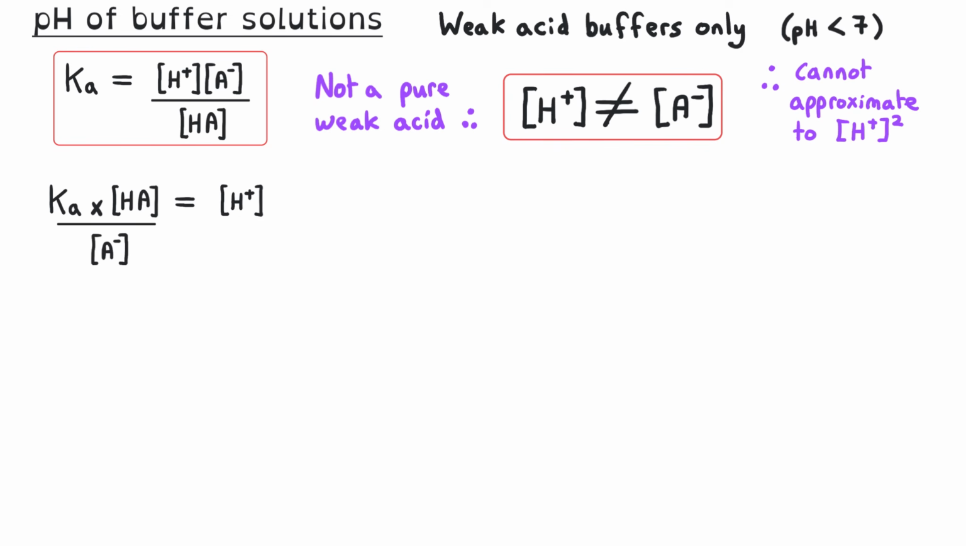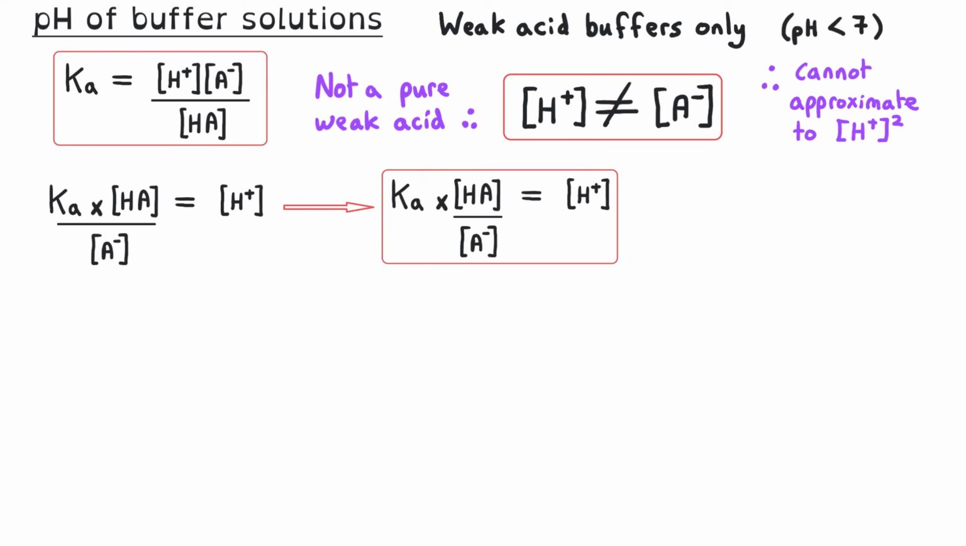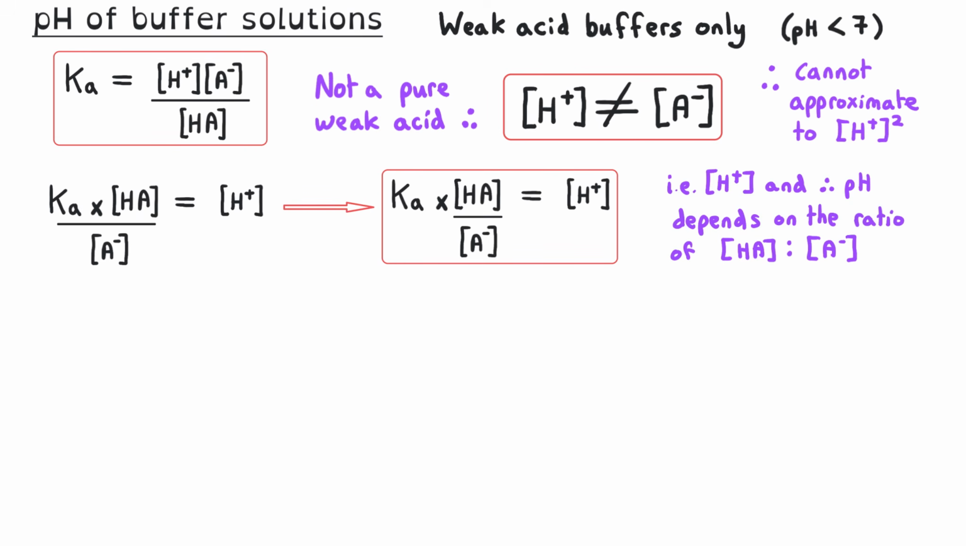So we rearrange the weak acid expression to give us Ka multiplied by HA concentration divided by A minus concentration, which gives us the hydrogen ion concentration. Or if we write it slightly more tidily, Ka multiplied by HA concentration over A minus concentration equals H plus concentration. And I do this to show that the hydrogen ion concentration, and the pH therefore, depend on the ratio of HA concentration to A minus concentration.